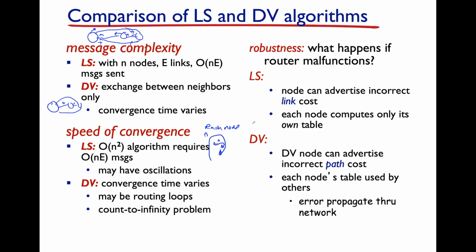With the distance vector routing algorithm, you can advertise incorrect path costs. And so you can end up propagating incorrect information to the far reaches of the network, right? Errors propagate through the network in distance vector routing.